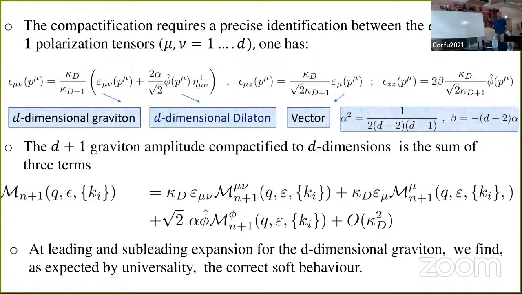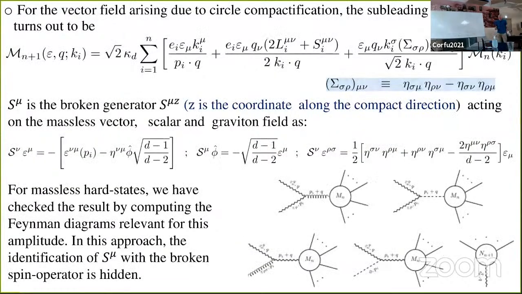The one for the D-dimensional graviton is consistent with the expected result, and this is expected because it is universal. Instead, for the vector, we have got this result. As you can see, the soft theorem for the vector contains three terms. These two terms depend on the Kaluza-Klein charge of the hard states. Therefore, they contribute only for the massive spin two particle. These terms instead depend only on the massless particle, and this operator acts on the massless states in this way. This action seems really strange, but you can check that this action is exactly the action of the broken spin generator, the one which has one direction along the non-compact direction and the other direction along the circle.